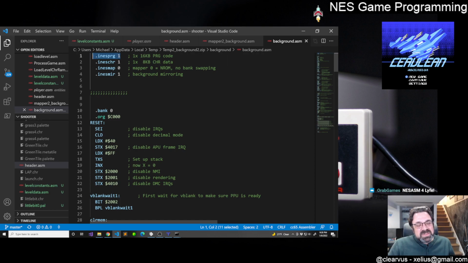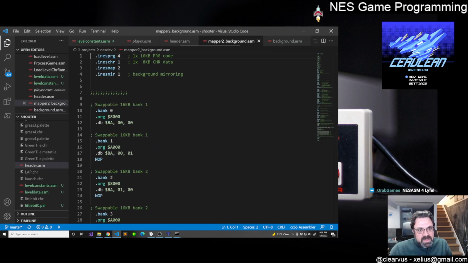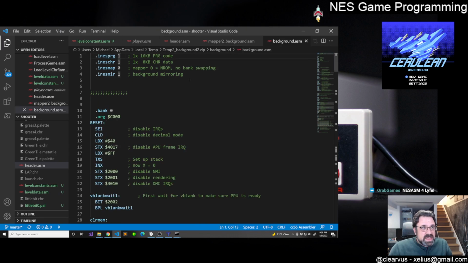So that part in and of itself isn't too difficult, right? Like if you want 64K, you just say, okay, I want 4 of these, right? Which is what we did in the Mapper 2 version of this code. The problem is, though, that NESASM doesn't understand.